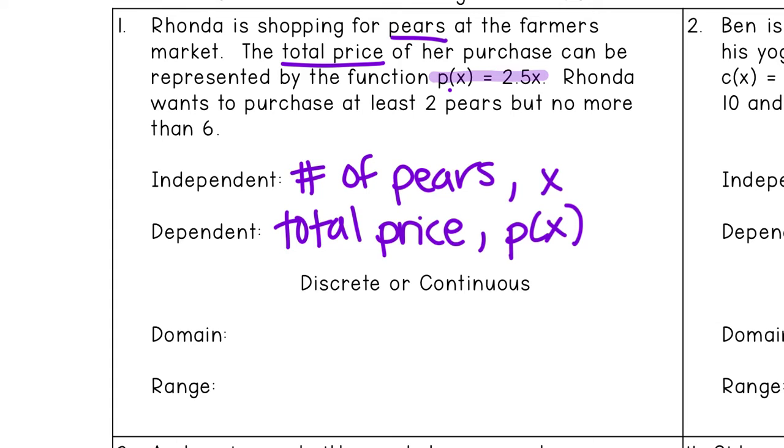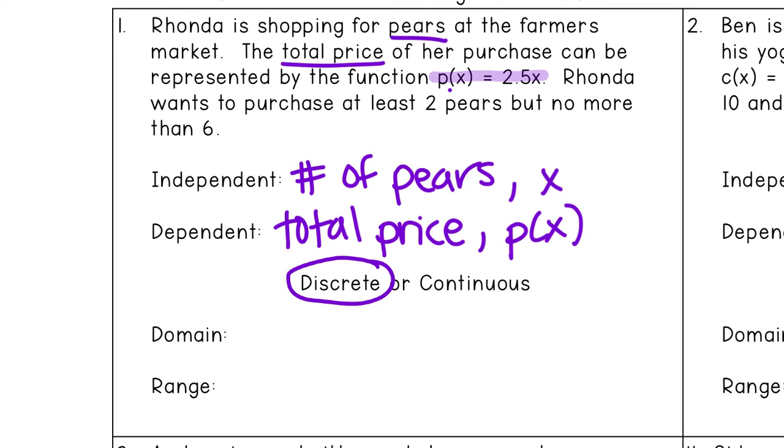Okay, now we have to decide, our data, is it discrete or is it continuous? So always look at your independent, the one that you're controlling. Would you count the number of pairs or would you measure the number of pairs? So in this case, you would count, and that makes it discrete data.